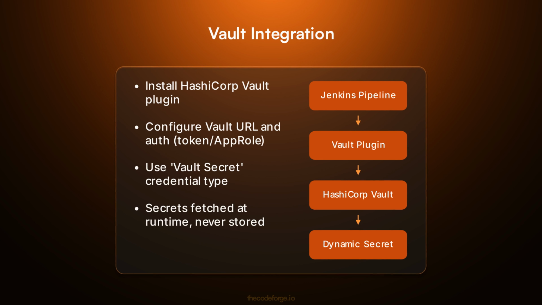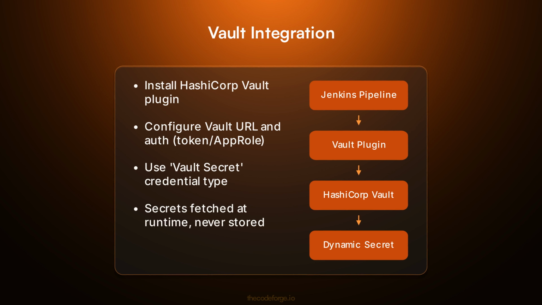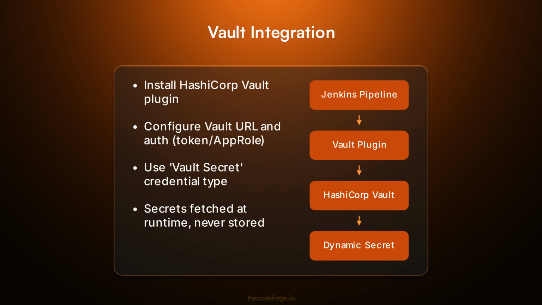For enterprise environments, integrate with HashiCorp Vault. Install the Vault plugin, configure the server URL and authentication, then create Vault secret credentials. Jenkins fetches secrets on demand, eliminating long-term storage.